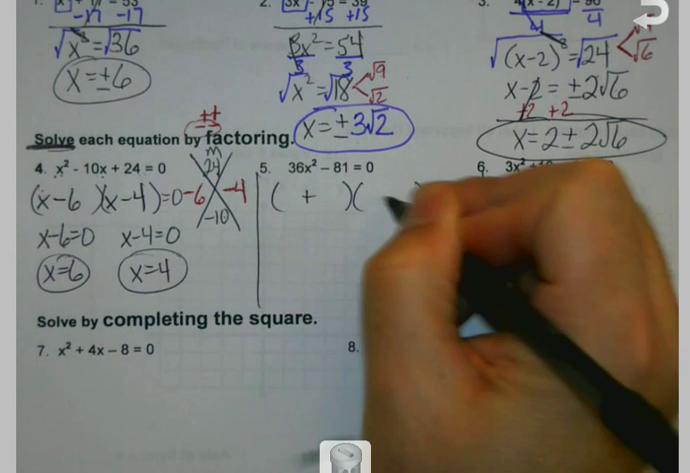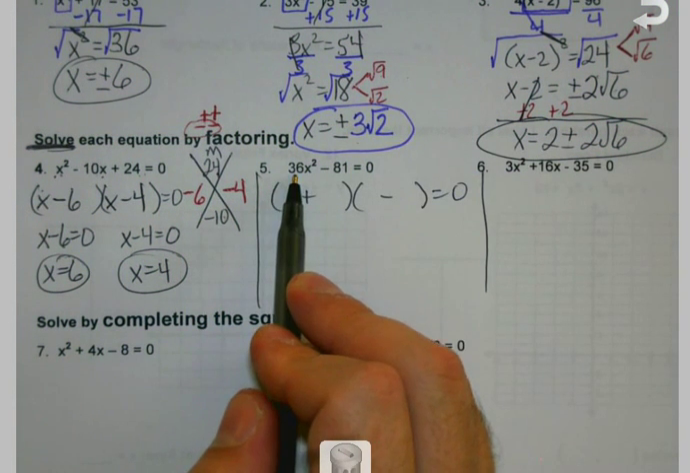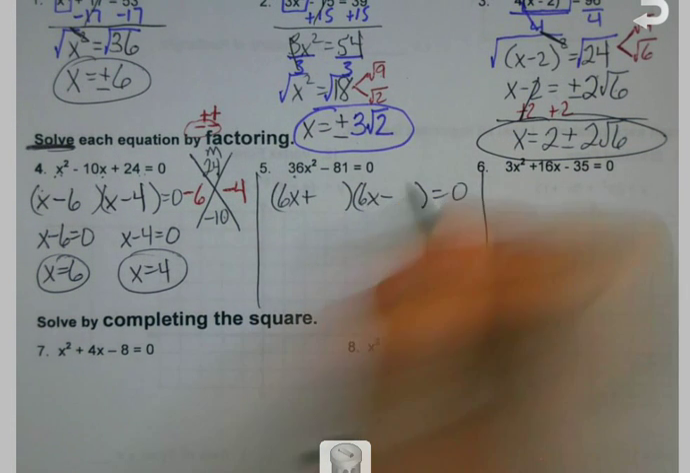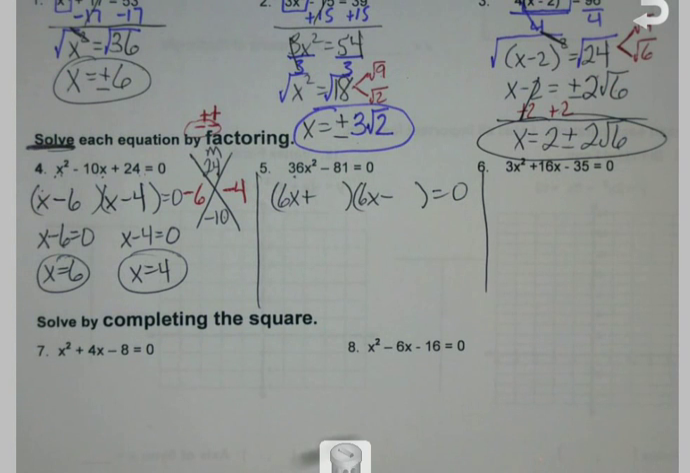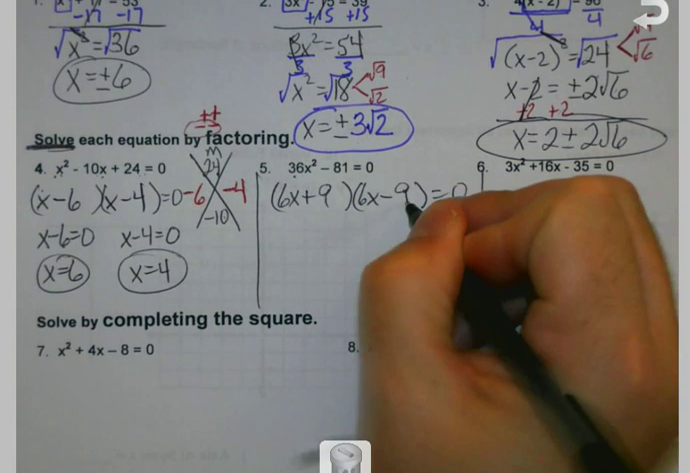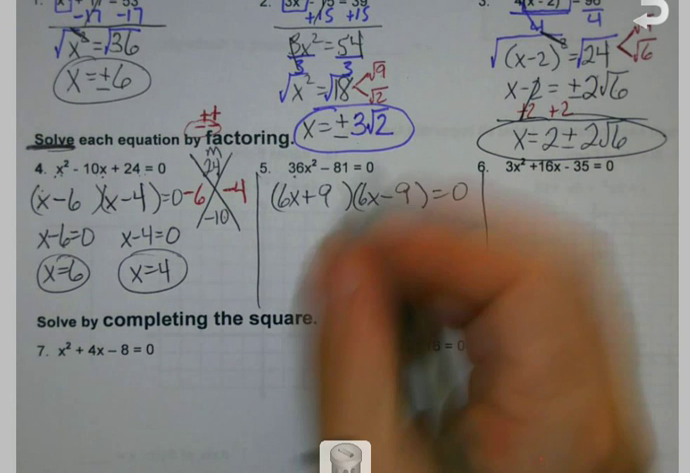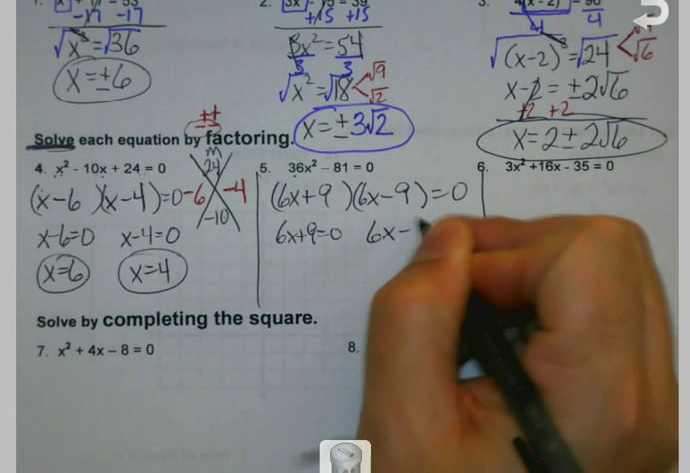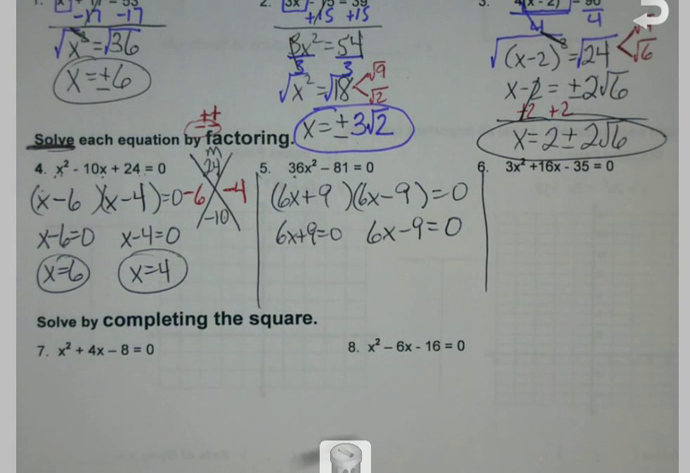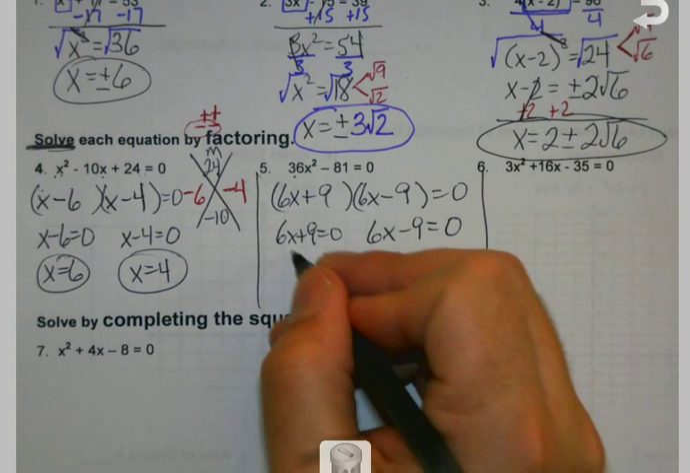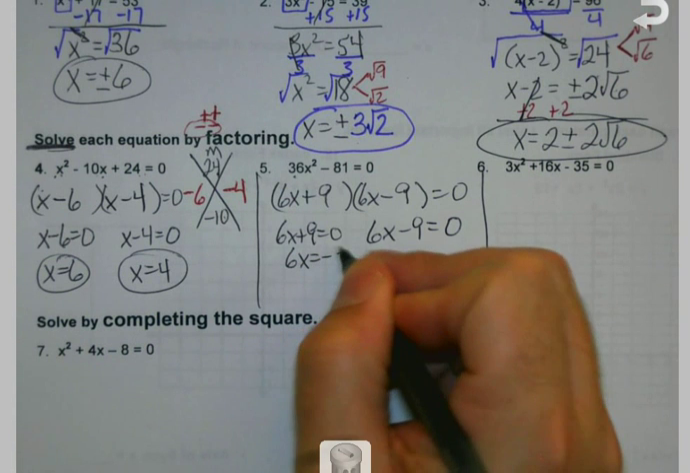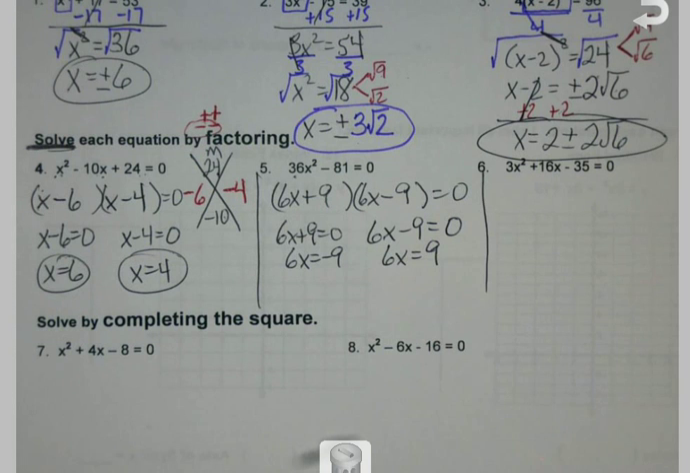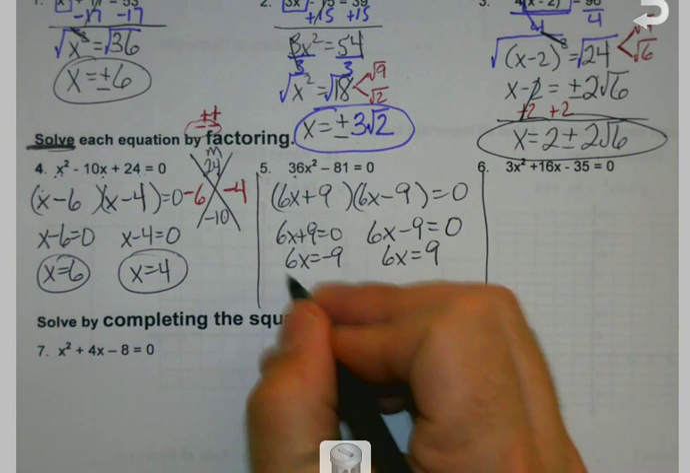So I got a plus and a minus. What do I square to get 36x squared? 6x, yes, don't want to forget the x. What about 81? 9. And just like that, I'm factored. And I can go ahead and minus my 9 over, and on the right side, plus my 9 over, because I'm doing opposites, because I'm trying to isolate here.